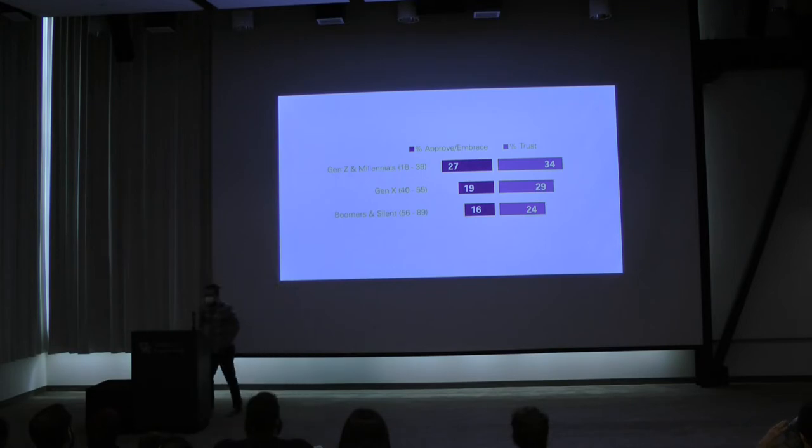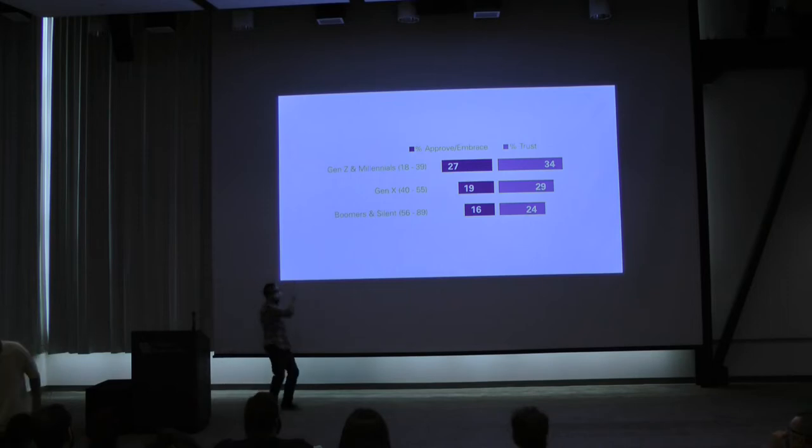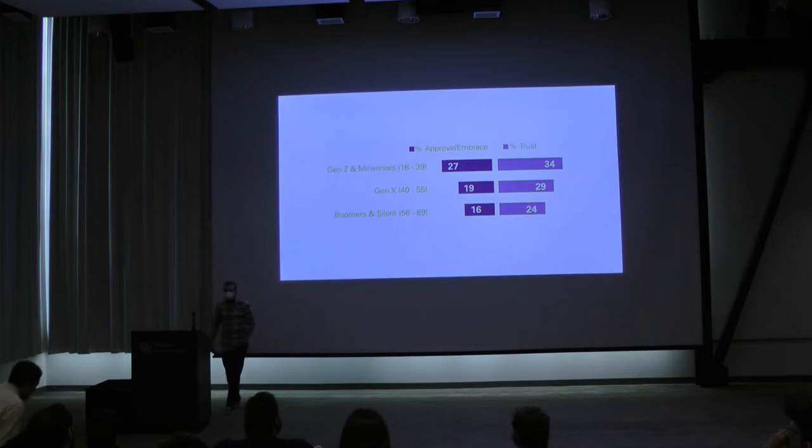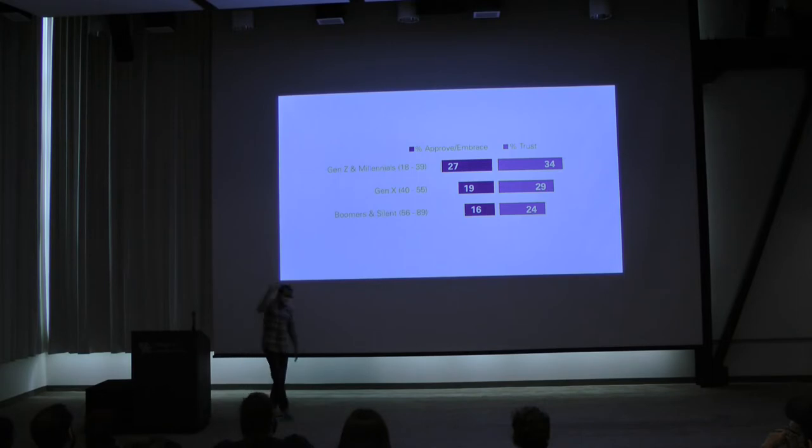What's notable here is a trend you would expect, which is that as age goes up, willingness to accept AI goes down. For me, what's interesting is that even amongst the youngest population, 18 to 39 years old, people are still relatively hesitant about AI. 27% of people are willing to approve of AI or embrace AI, which is the higher level on the questionnaire they gave people. And 34% are likely to trust the output of an AI system over an alternative. So those are really small numbers.